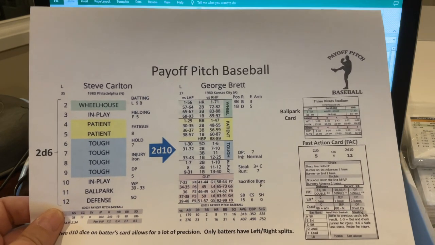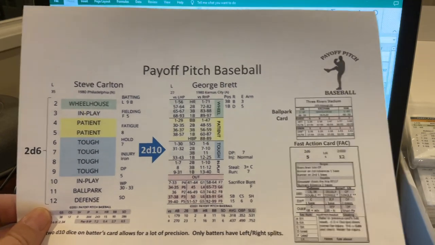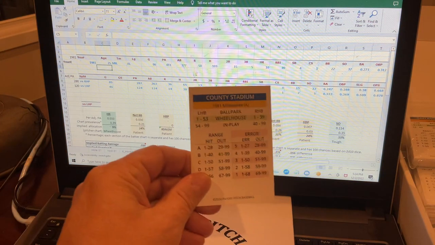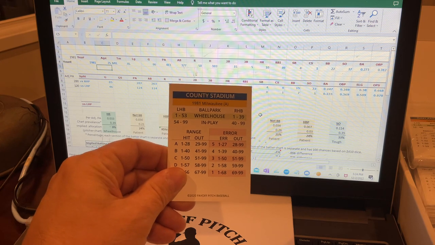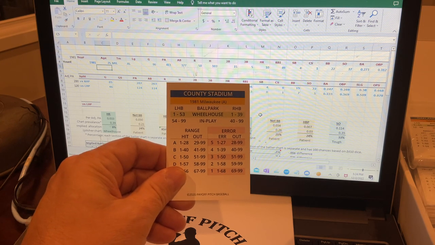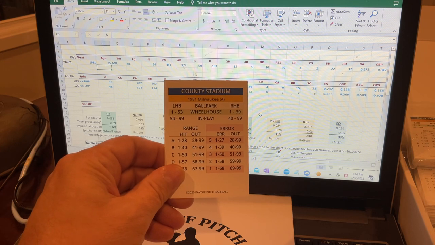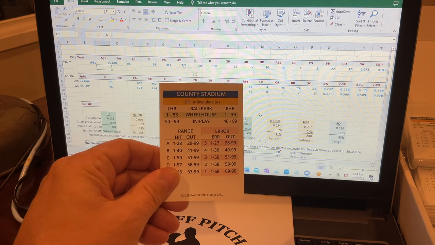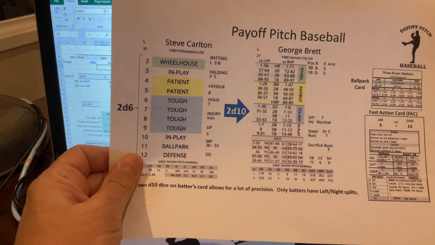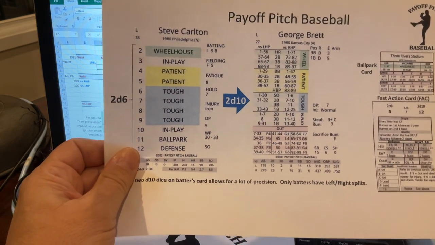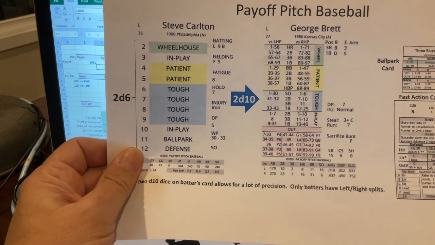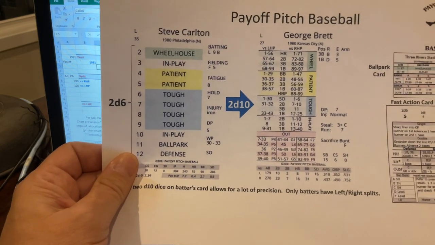I'll only talk briefly about those, but ballpark directs you actually to a ballpark card. This is an example of a ballpark card. And as you can see, depending on a dice roll, you'll actually end up either in the wheelhouse section of the batter's card or the in-play part of the batter's card. The defense refers you to a defense check or an error check. And so that's most likely going to result in an error or some other kind of out.